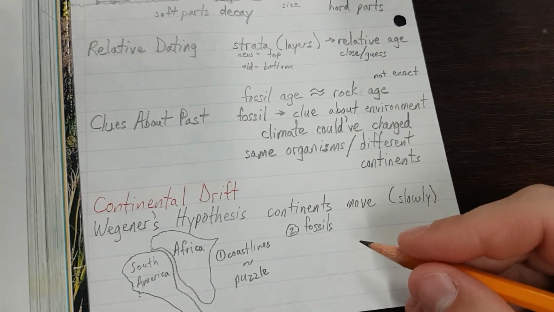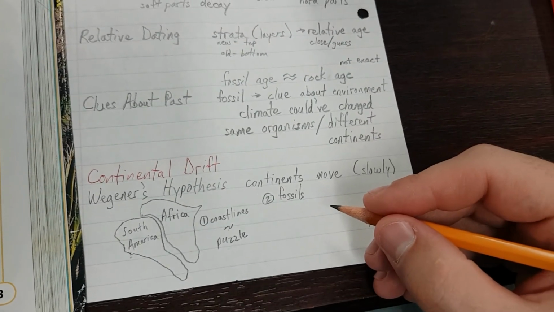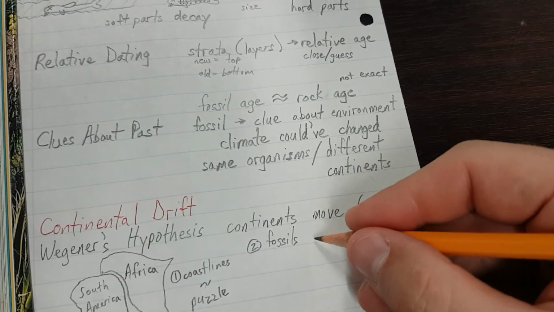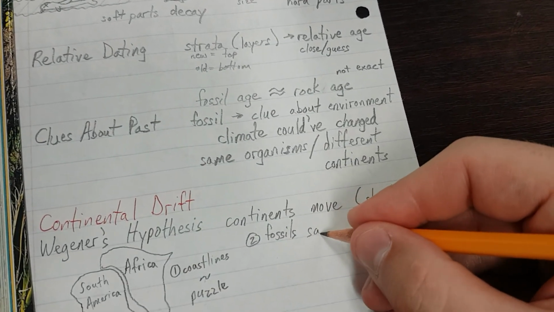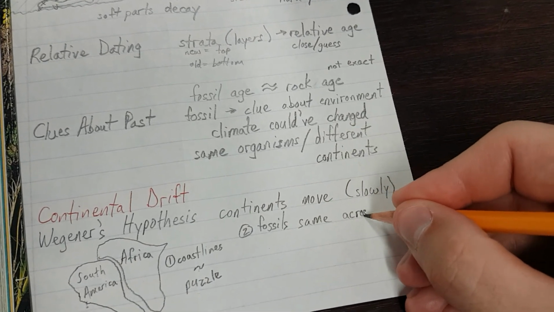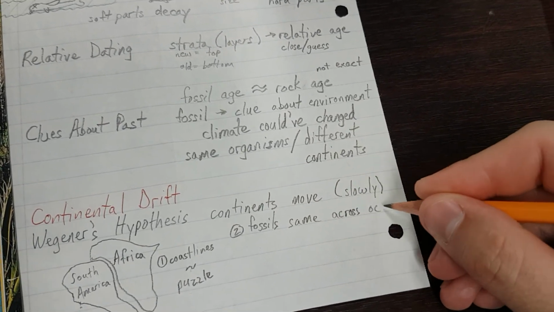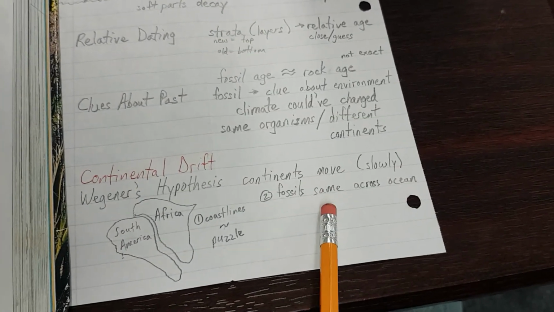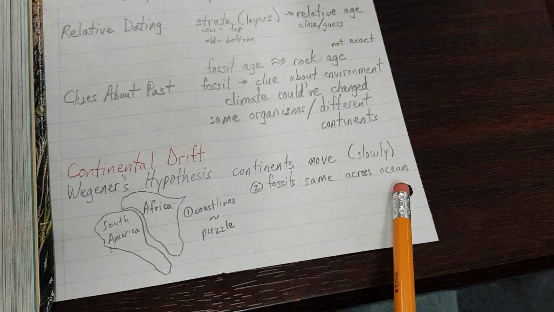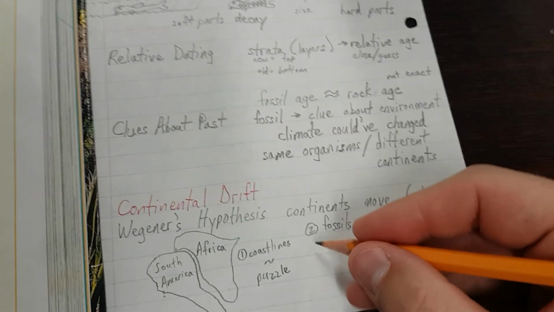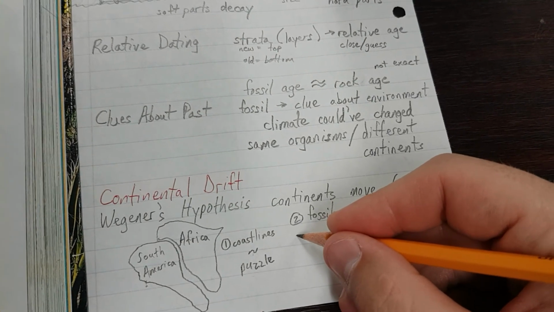And then, how did they say it? Plant and animal species uncovered in both places. They're the same. So fossils, same, S-A-M-E, across, A-C-R-O-S-S, ocean, O-C-E-A-N. How could the fossils of plants and animals be the same across an entire ocean? Well, maybe they were closer together that far back in the past, or that far back in ancient history.